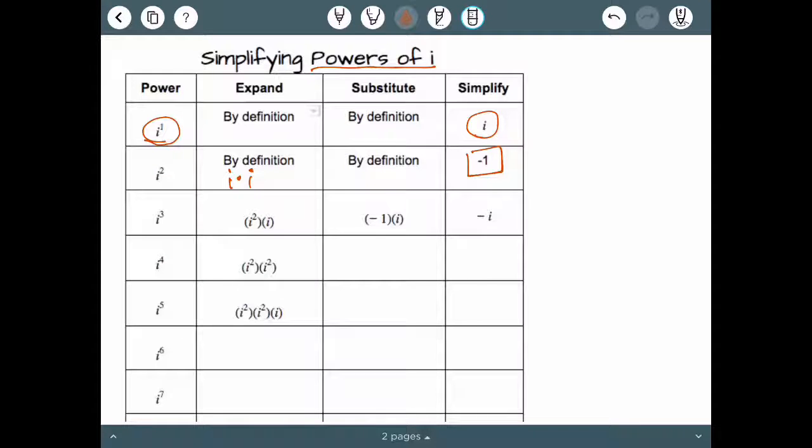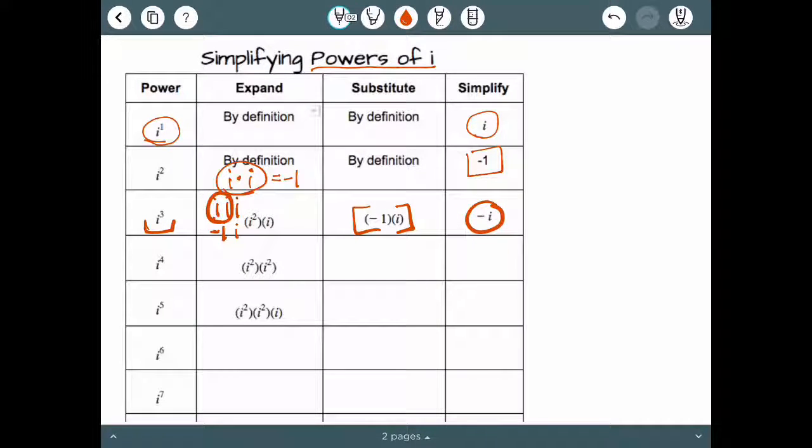So really what we're saying here is every two i's, or i squared, is going to equal -1. So we're looking for sets of two i's. If I have i to the third power here, that's like i times i times i. And we have two of them, so that's going to be -1, and we have that i left over. So we can see here we have -1 times i, and that's going to leave us with just -i.